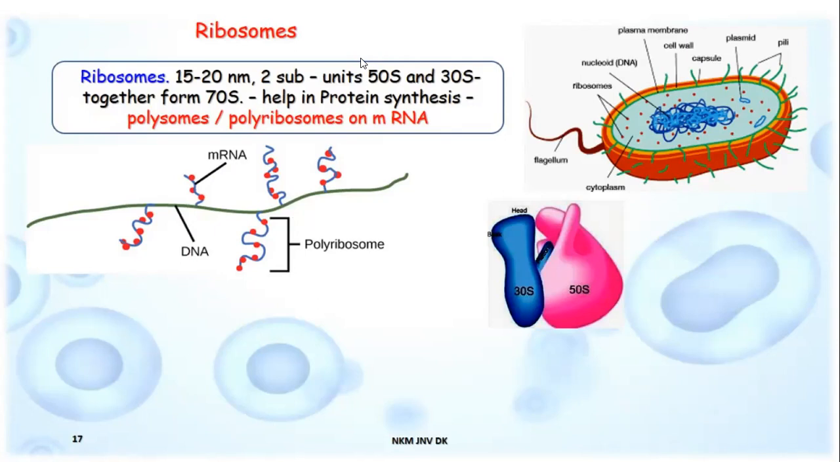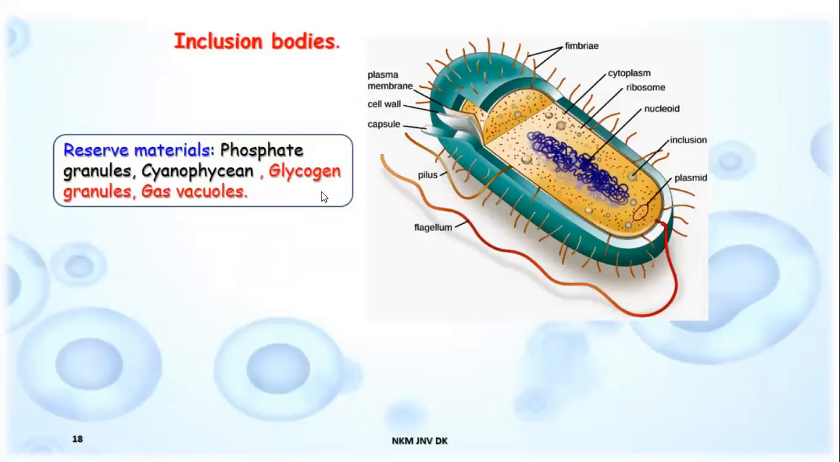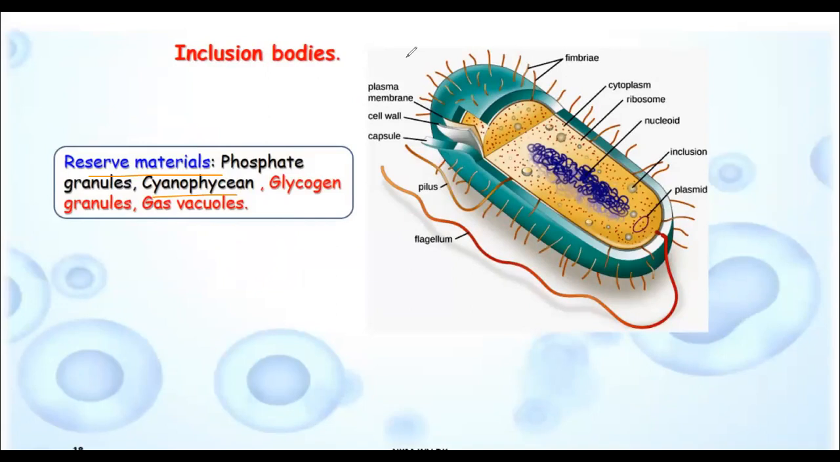Polysomes or polyribosomes are present on the mRNA. You can see how the small subunit and the big subunit are closely attached like a fist, making one complete ribosome. So 70S ribosomes are present in the cells of prokaryotes. These are the cell structures of bacteria. Inclusion bodies store reserve materials, such as cyanophycin granules and glycogen granules.